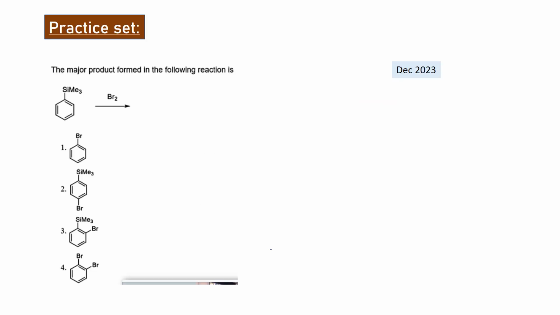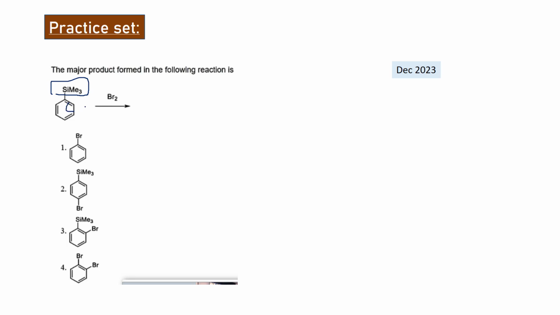Let's go to the next question. What will be the major product formed in the following reaction? Whenever there is silicon and you add bromine, normally in case of methyl, when you are doing a Friedel-Crafts reaction or bromination reaction, it usually undergoes ortho-para or meta orienting electrophilic substitution. But instead of methyl, if you have a SiMe3 group, a TMS group, it usually shows ipso substitution.